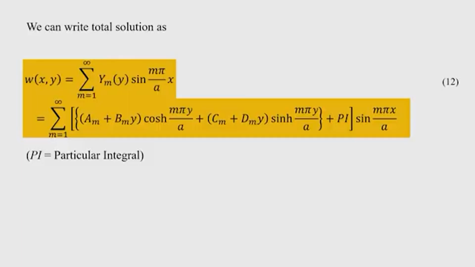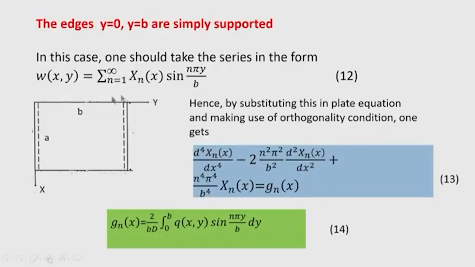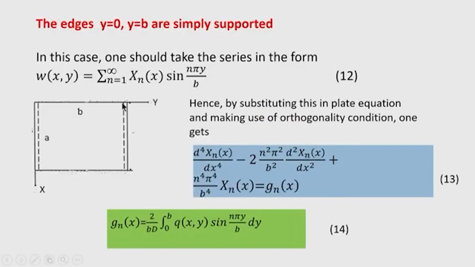Now, what will happen if the edges y is equal to 0 and y is equal to b are simply supported? So, it is the y axis and it is the x axis. The x axis is taken here vertical and the y axis horizontal, only to see what will be the difference with the expression that we have earlier obtained. So, one should not confuse that only x is equal to 0, x is equal to a should be simply supported. It is not like that.